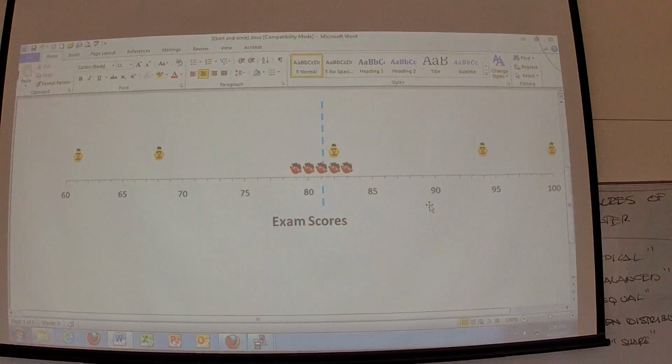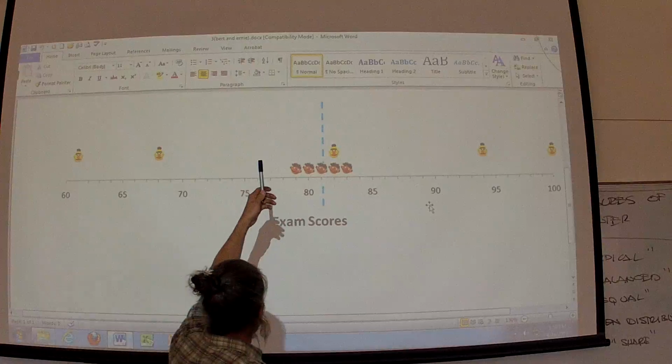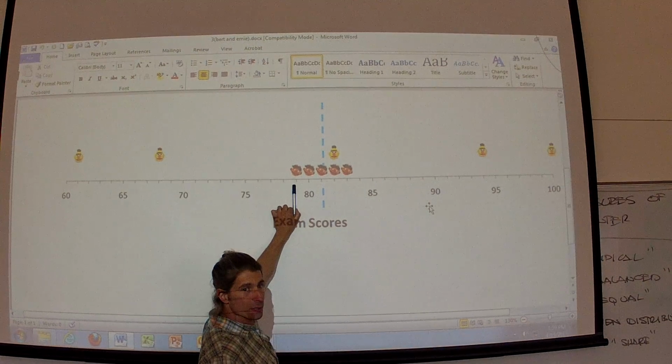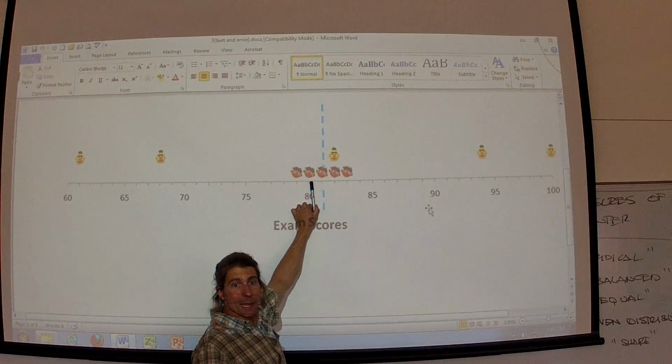Ernie has an average of 81, and he's got test scores of 79, 80, 81, 82, and 83. Let's talk about those test scores. Let's use Tabitha's definition: variation from the average. Let's talk about his test score of 79. How does 79 vary from average? It's 2 points.